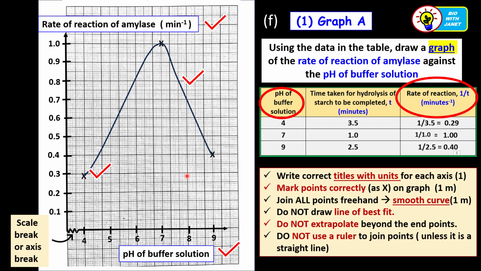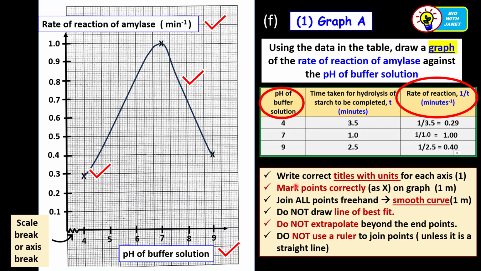Next, make sure that you do not extrapolate or go beyond the first point and the last point. You must start with the first point and draw the graph, and then end at the last point, but don't extend beyond the last point. You should draw a smooth curve to get the mark for the curve.